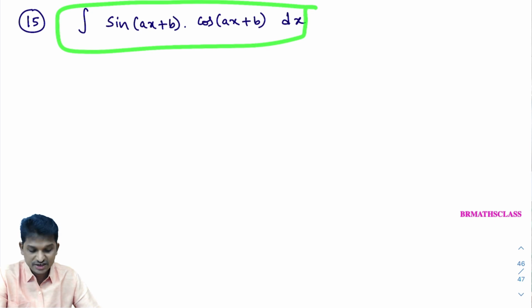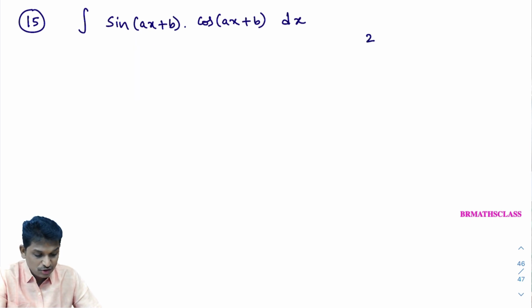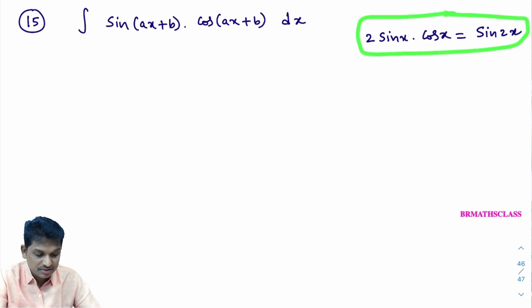Here, a little bit of trigonometry knowledge is needed. I know this formula, 2 sin x into cos x. What is the sin 2x formula? 2 sin x into cos x. You know this formula: sin 2x is 2 sin x into cos x.